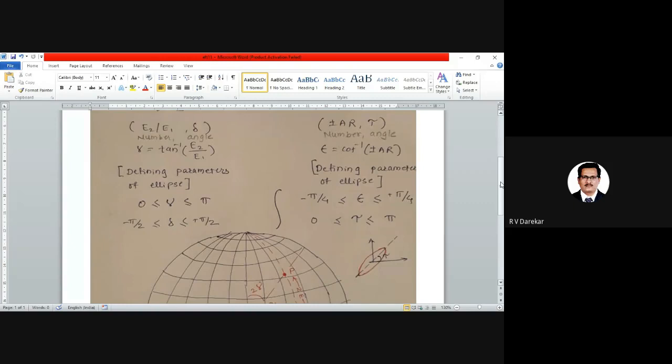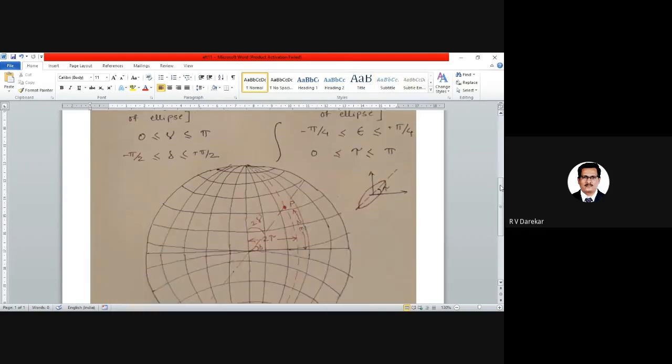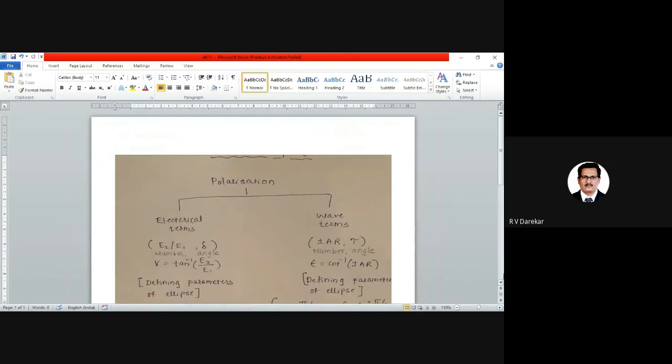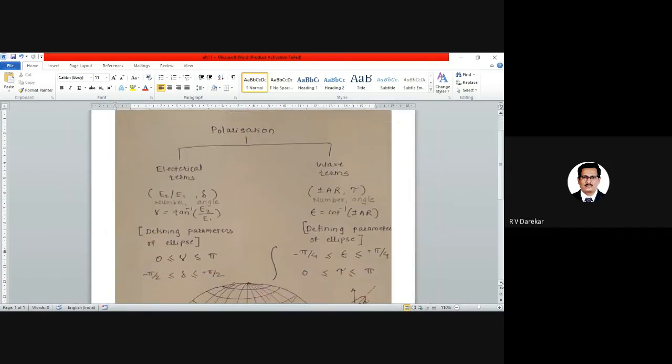From any general electromagnetic wave, we are finding the value of epsilon as well as the value of tau. If we know these two values, what will I do on this particular plane, considering the sphere part from the center? Here I have drawn a red dotted line, which is making an angle of 2 tau. Now what will be the range of this 2 tau? 2 tau will have the range as shown here.